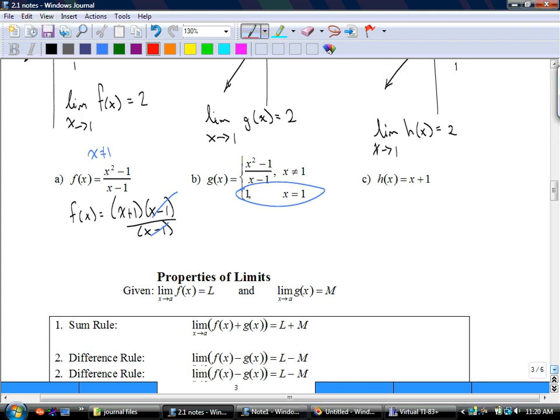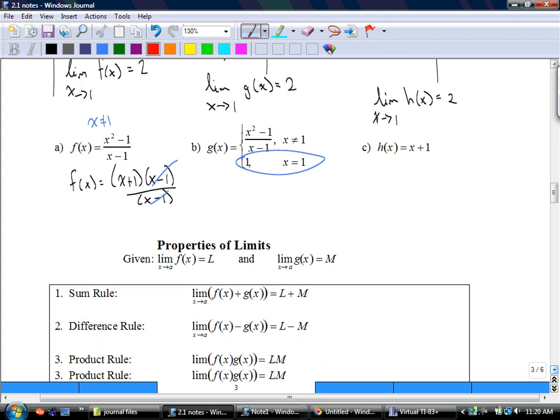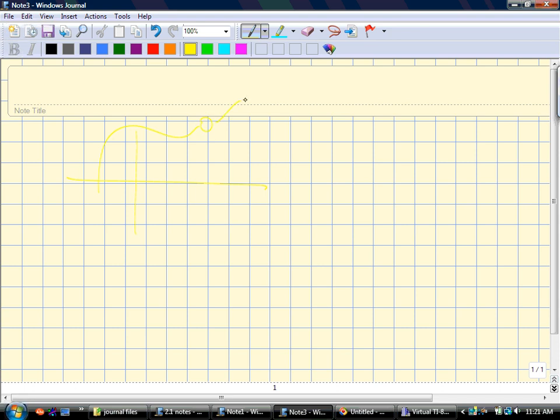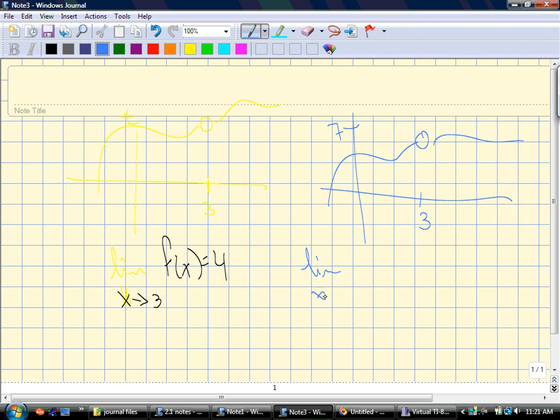The sum rule. If I have 2 limits and I'm adding them together, the fast way to do it is to do the limit of each of them and add the answers together. So if I had this, and I said the limit as x approaches 3 of f of x, you would say the answer is 4. And then over here, I'm going to have another one, and here we are at 3 again, and we're going to say that's 7, and you can say the limit as x approaches 3 of g of x is 7.